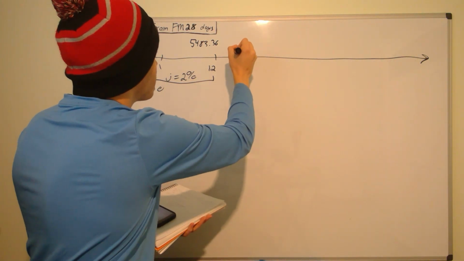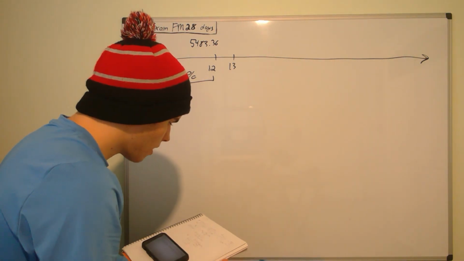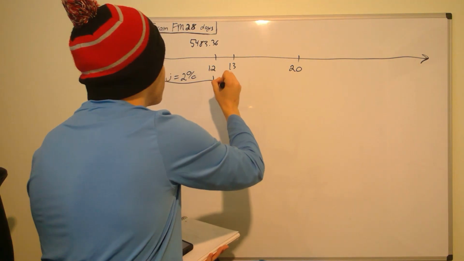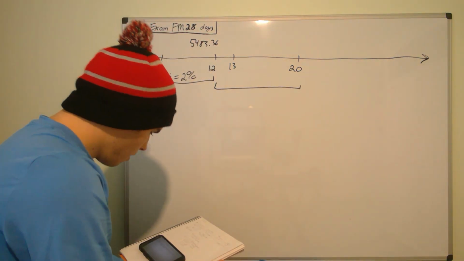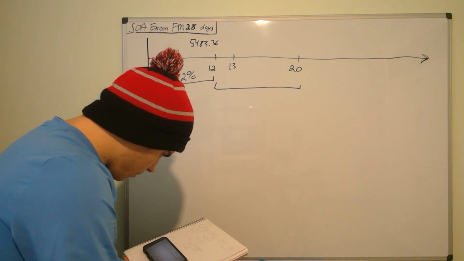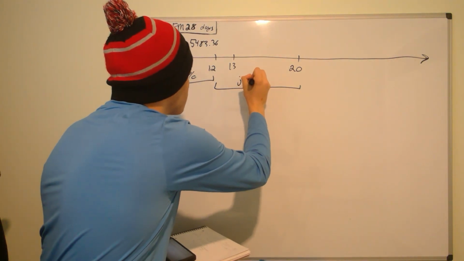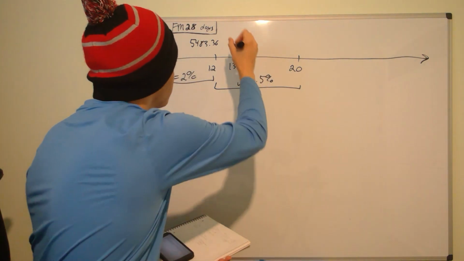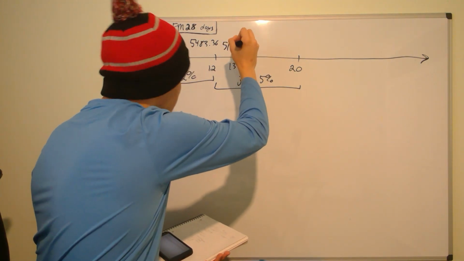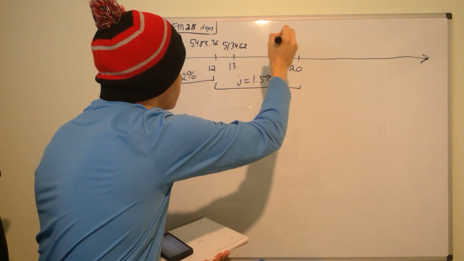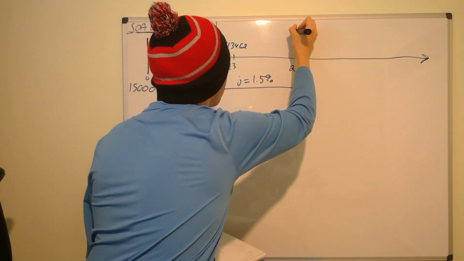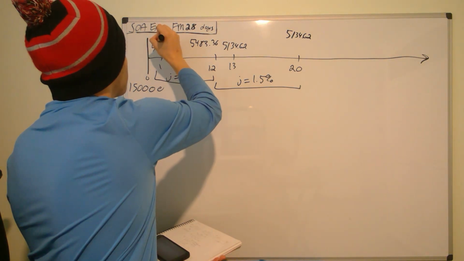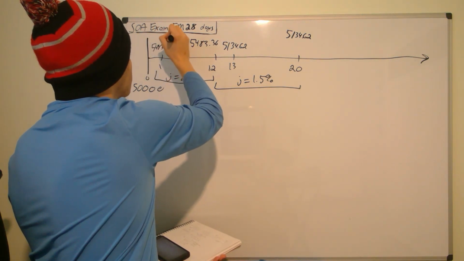Okay, and then from time 13 all the way up to time 20, we have a new interest rate. That's going to be 6% divided by 4, quarterly as well, so a j effective rate of 1.5%. And the new payments are going to be 5,134.62. I'm going to write the same thing up here: 5,134.62, and 5,483.36.